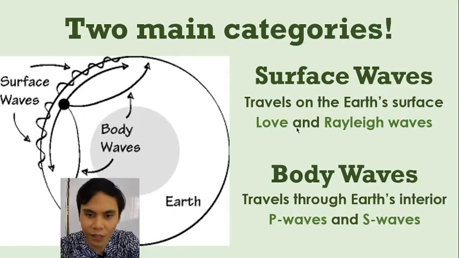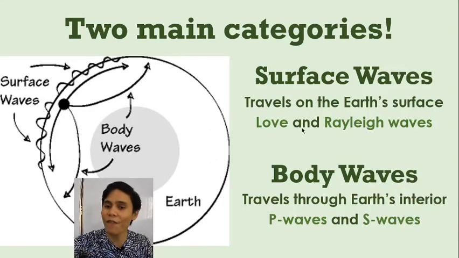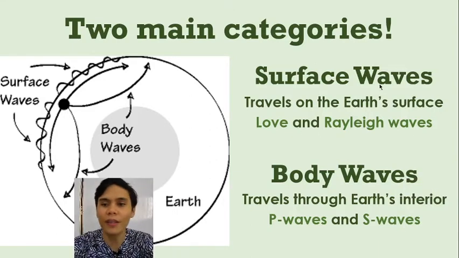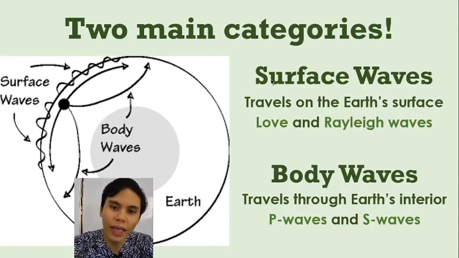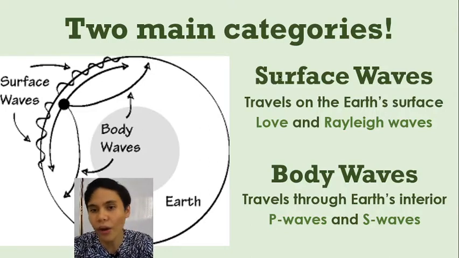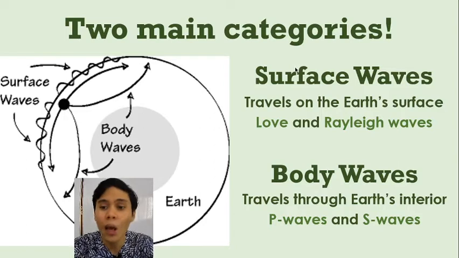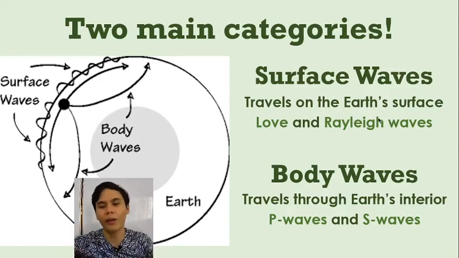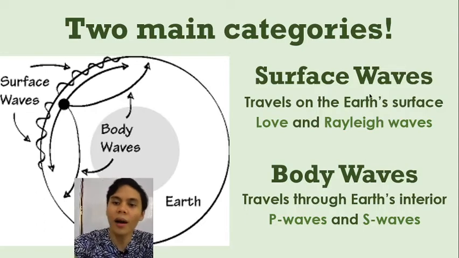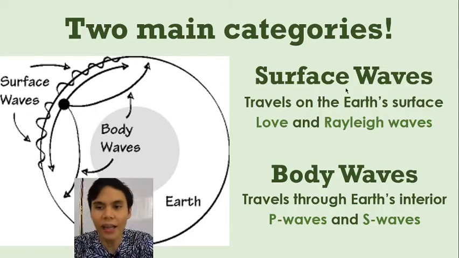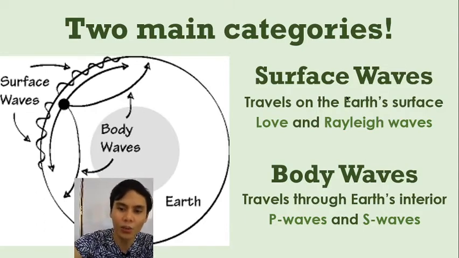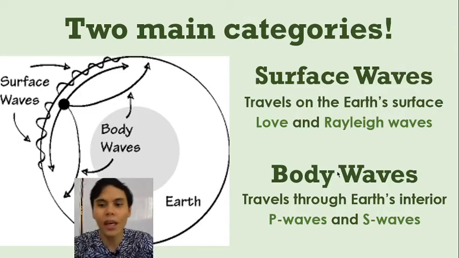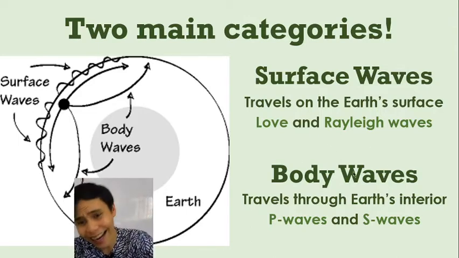Let's just move my face so you can read properly. The surface waves are the waves that travel on the Earth's surface. Again, they just go on the Earth's surface. They don't go deeper than that. What does go deep are the body waves. They travel through the body of the Earth, or the Earth's interior. There are two types of waves in each of these big categories. In surface waves, we have Love and Rayleigh waves. In body waves, we have P waves and S waves.